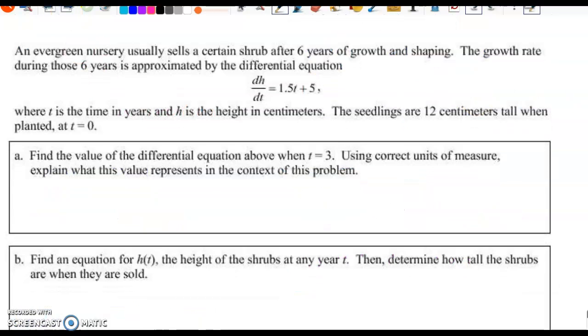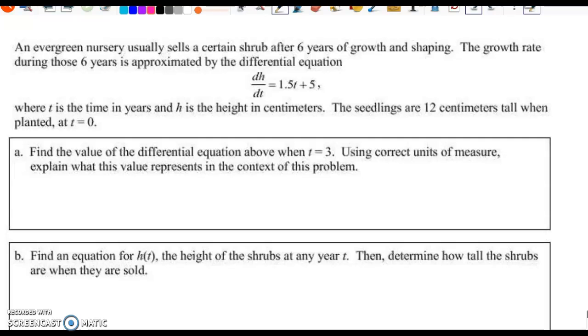Now we just have a quick word problem here. And again, I like how calculus is written. It just makes a lot of sense to me. And by the way, I like the phrase a differential equation. Okay, so you'll get used to that. That means that this is the derivative of something.